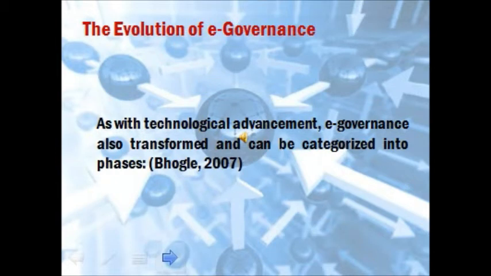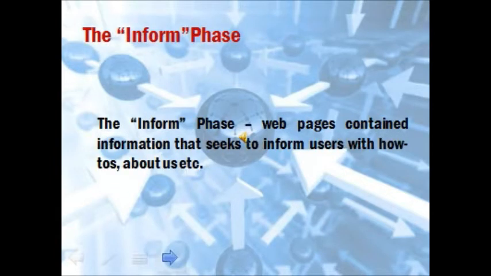But as with technological advancement, e-governance also transformed and can be categorized into phases. The first phase is the inform phase. The inform phase is the stage of e-governance wherein web pages contain only information that seeks to provide users with information such as how-tos and about us. So these are very basic websites.